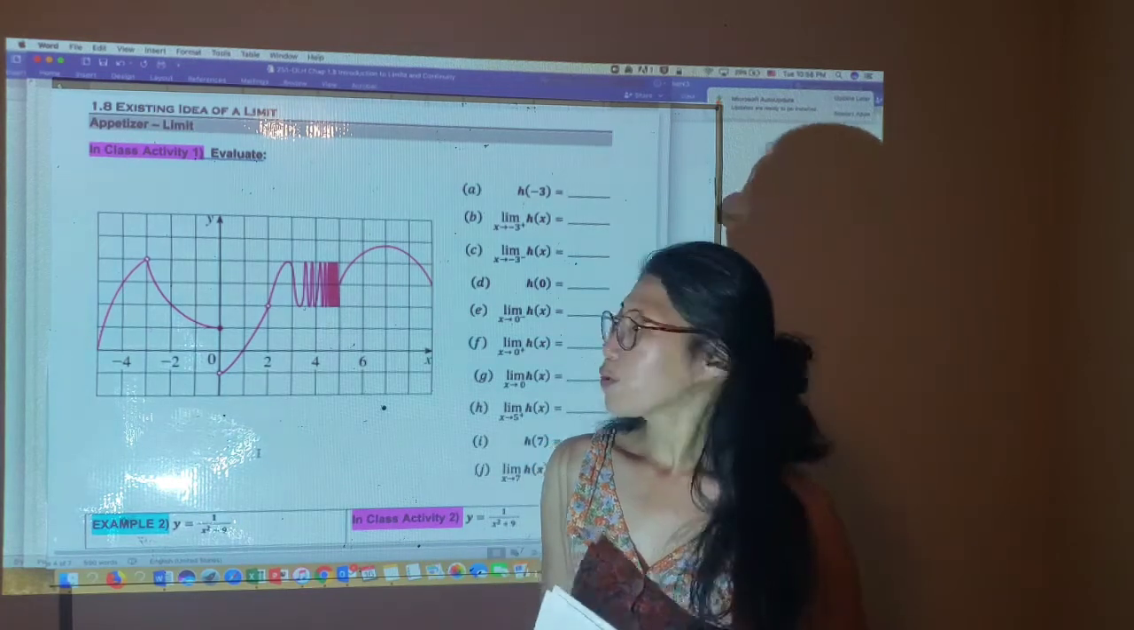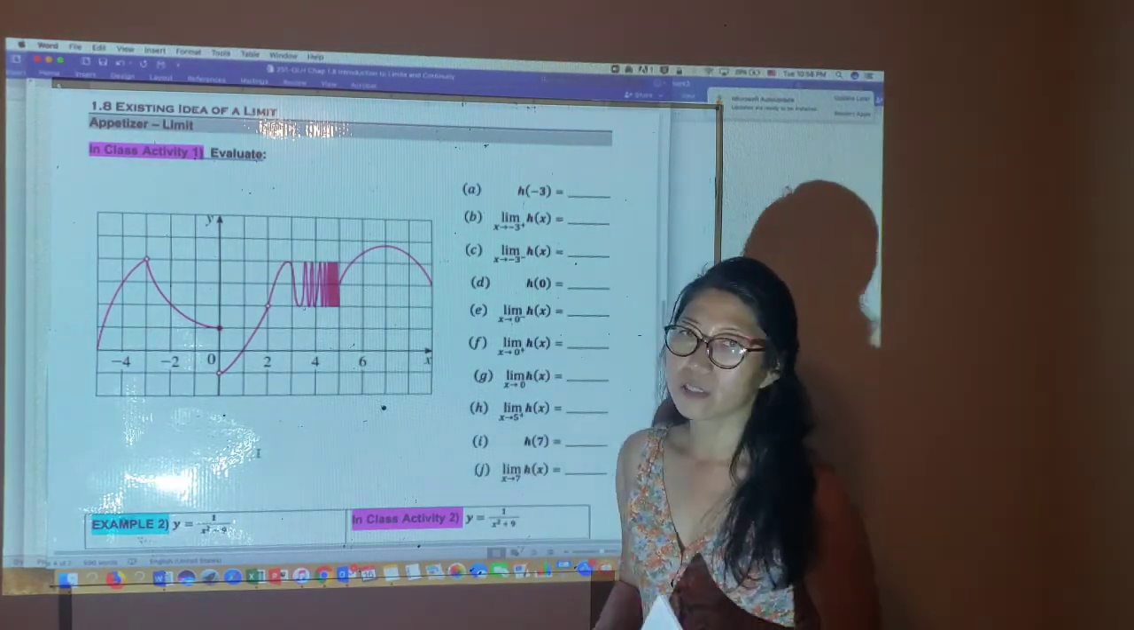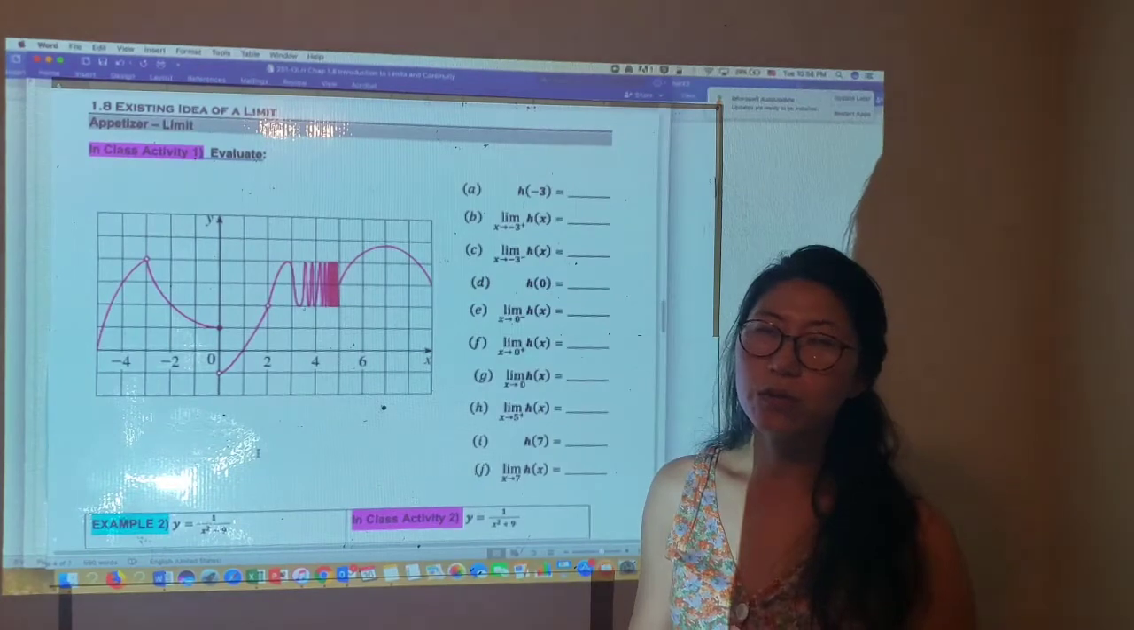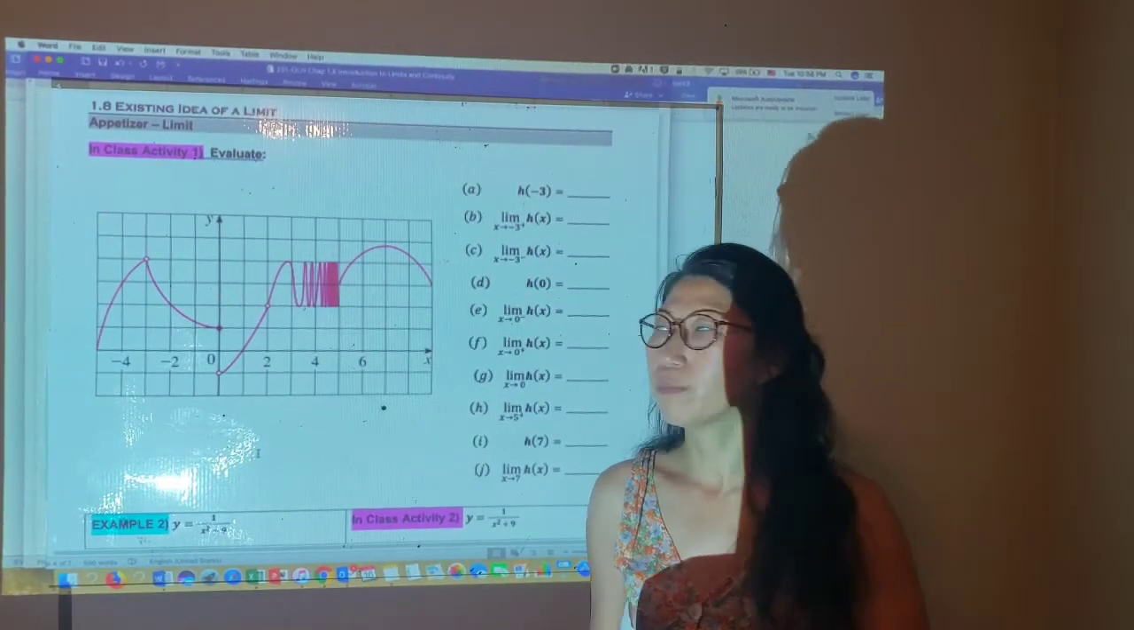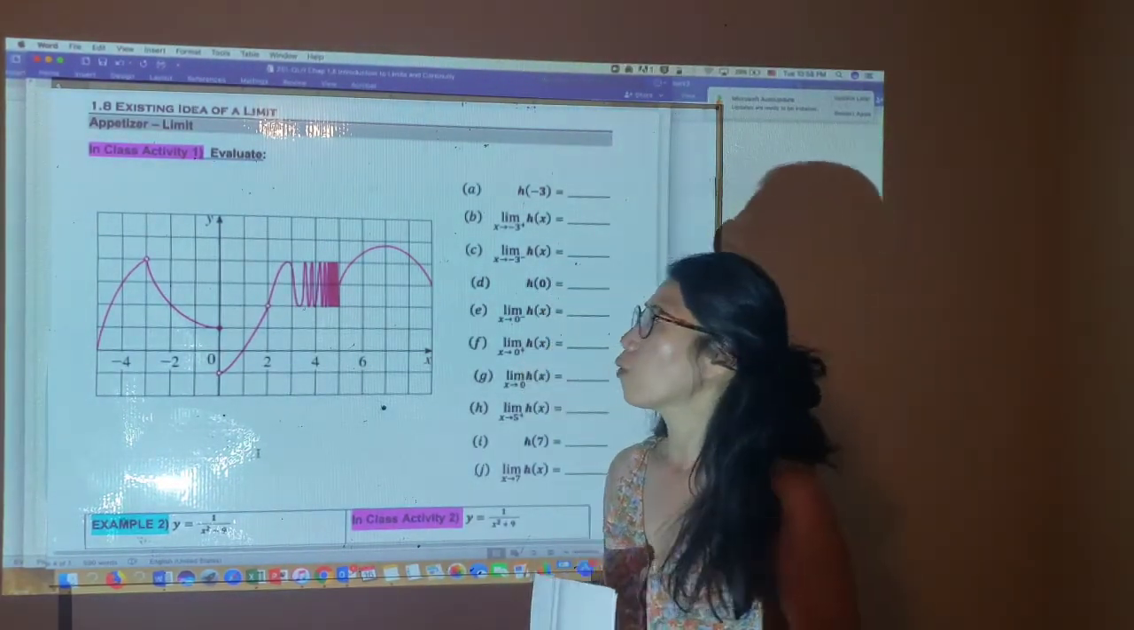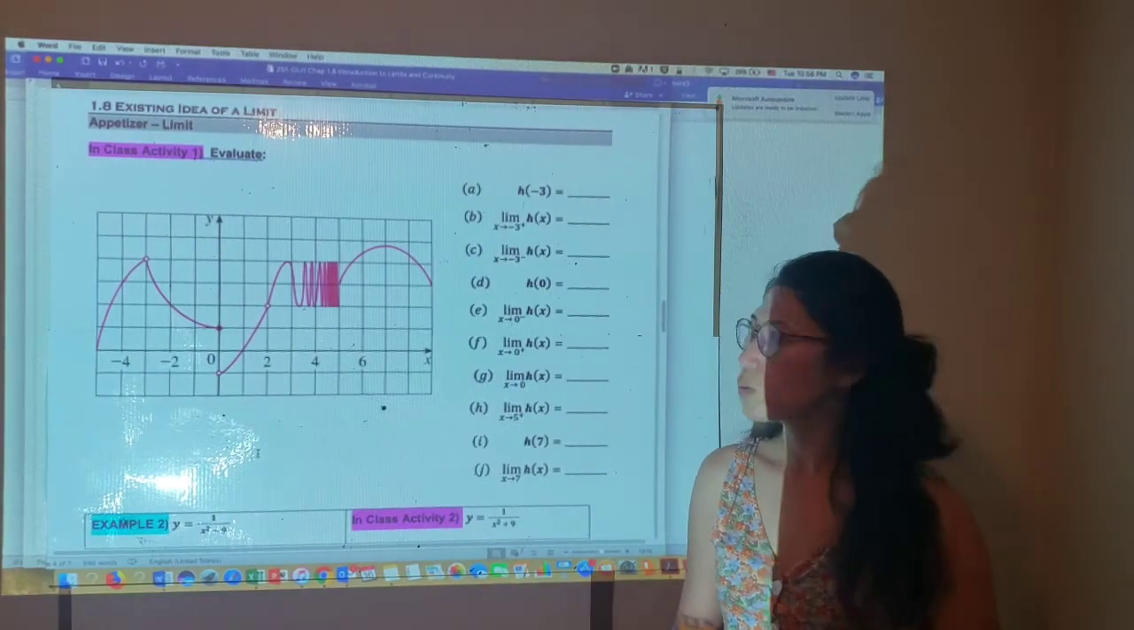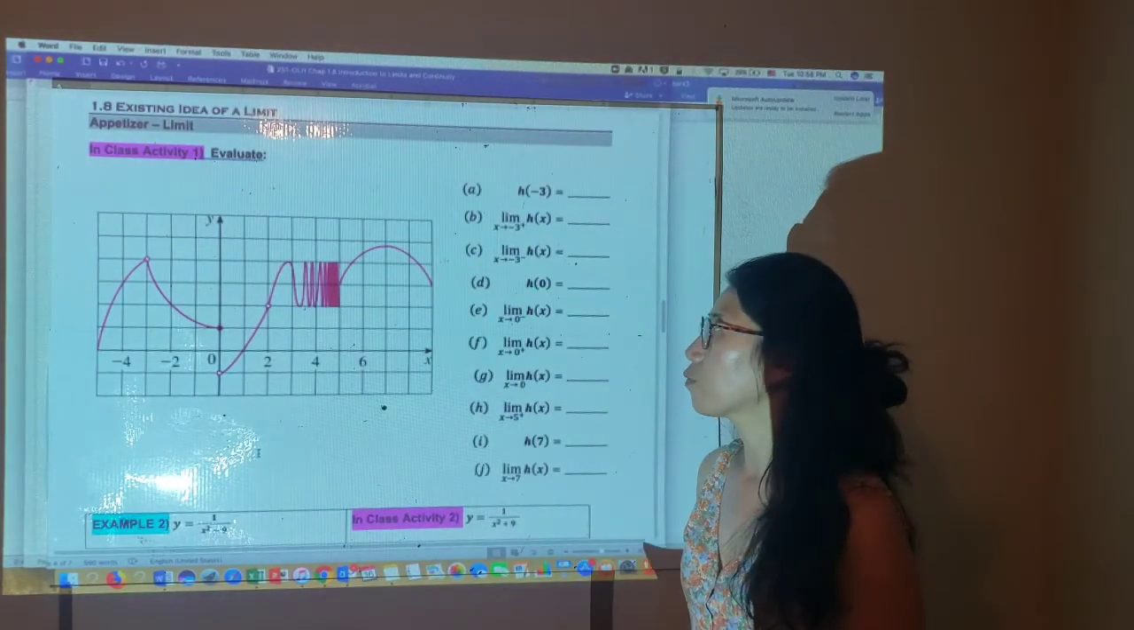So class, now we are going to study about 1.8, the existing idea of a limit. I hope that you understand some part of the limit meanings from 1.7, but in 1.8 we are going to go over it again so that you understand a little bit better using different ways.